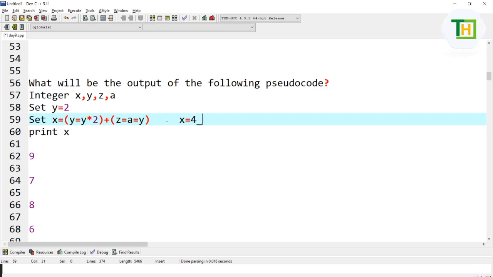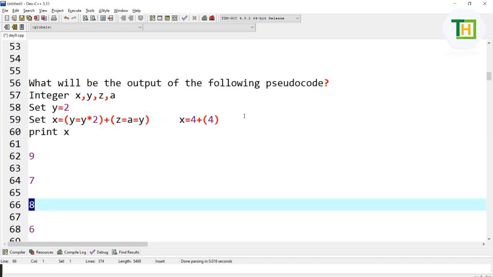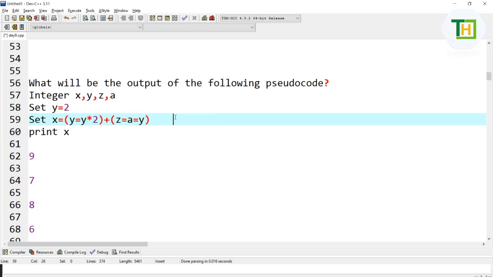4 plus, within the bracket, Z is equal to A is equal to Y. What is the Y value? Y value is 4, right? Then A value is 4 and Z value is going to be 4. 4 plus 4 is going to be 8. The answer is going to be 8.